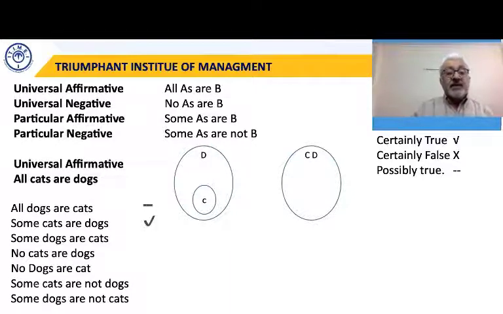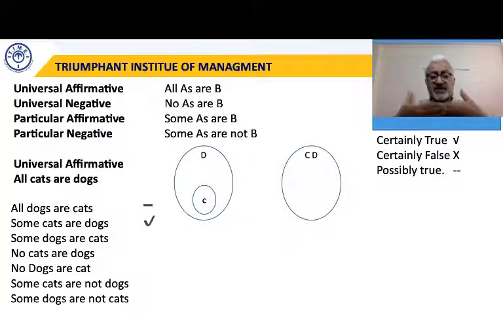When we say some cats are dogs, what are we saying? That there is some overlap of the cats with the dogs. So if there is some overlap of the cats with the dogs, then are the dogs also overlapping those cats? The answer is yes. If you touch somebody, is he also touching you? The answer is yes. Hence, if some cats are dogs is true, some dogs are cats will also be true.